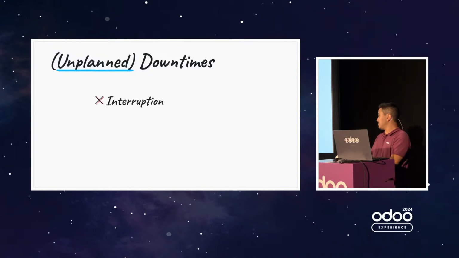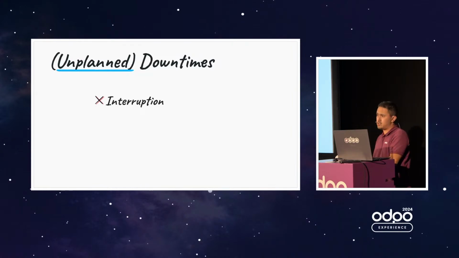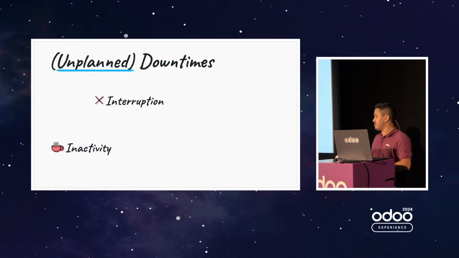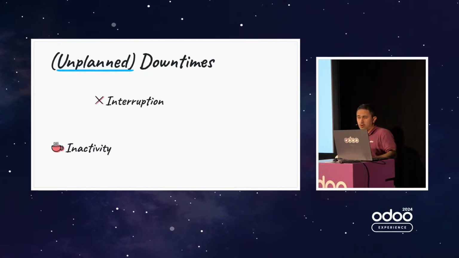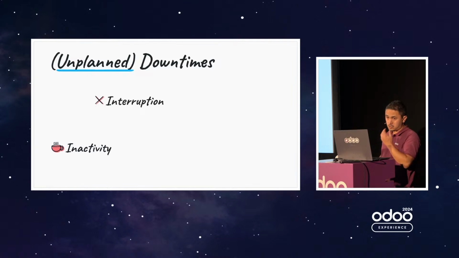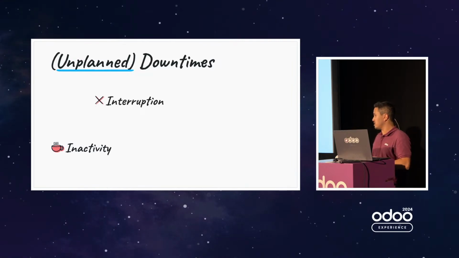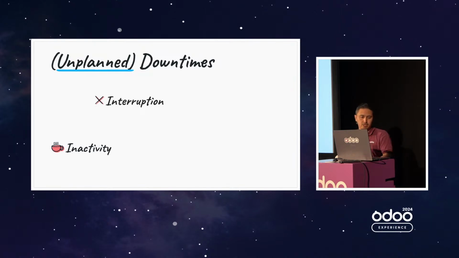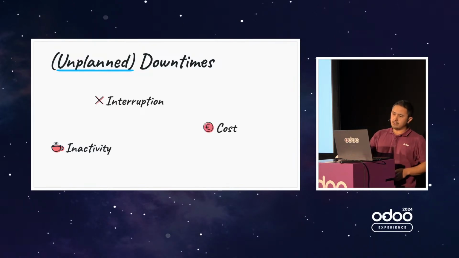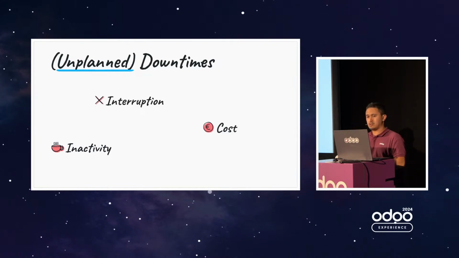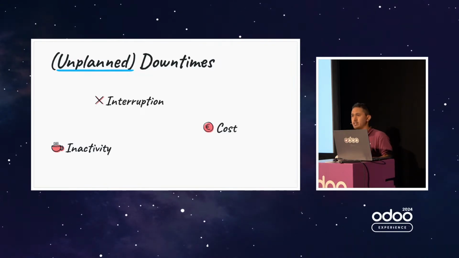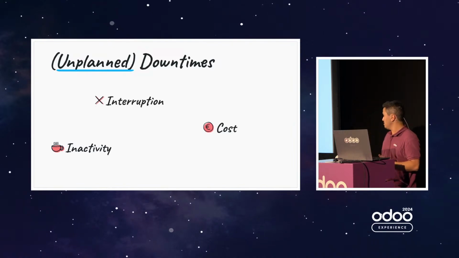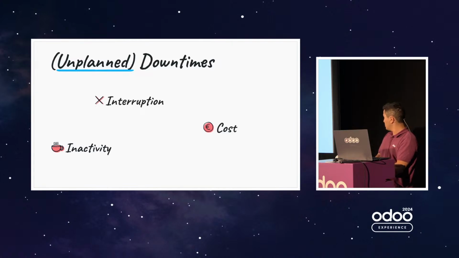Because unplanned downtimes will lead to interruptions in your production line. And if you have interruptions, for sure, you will have inactivity. Not only the machine that is broken, but also inactivity of people that should be working and they can't. They're just there, crossing their arms, grabbing an extra cup of coffee, and all of these will lead to costs. Not only the cost to repair the machine, but also the cost of paying these people that are there doing nothing, and also the cost of buying more coffee for them.